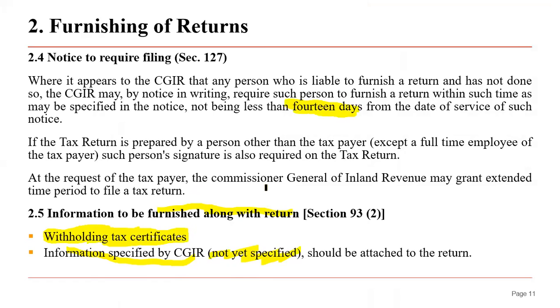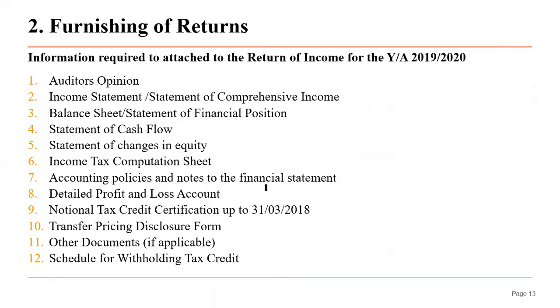The same slide, right? What are the documents? If you can see here, this is the return of income for the year of assessment 19/20. They requested the below 12 items together with the return for the year of assessment 19/20.